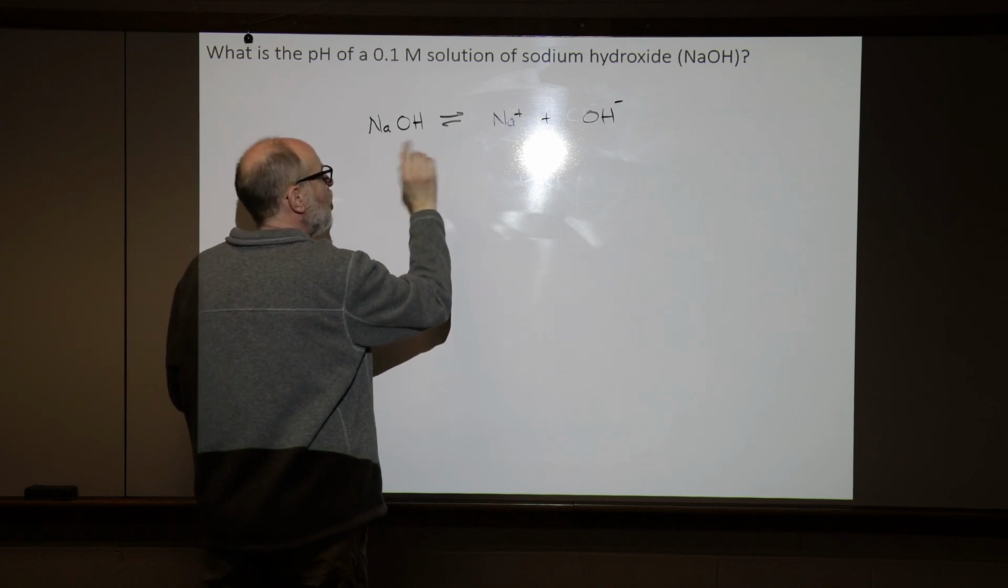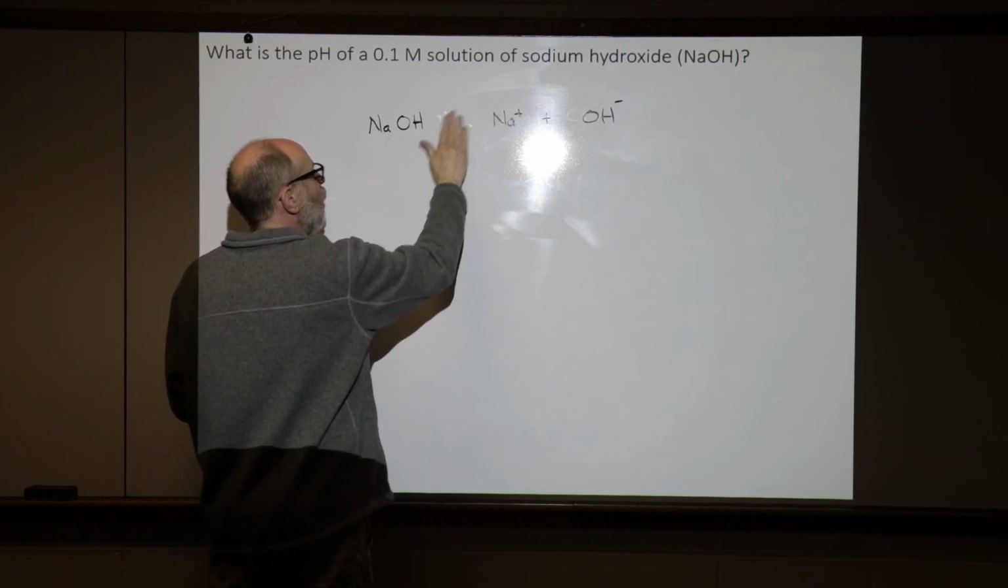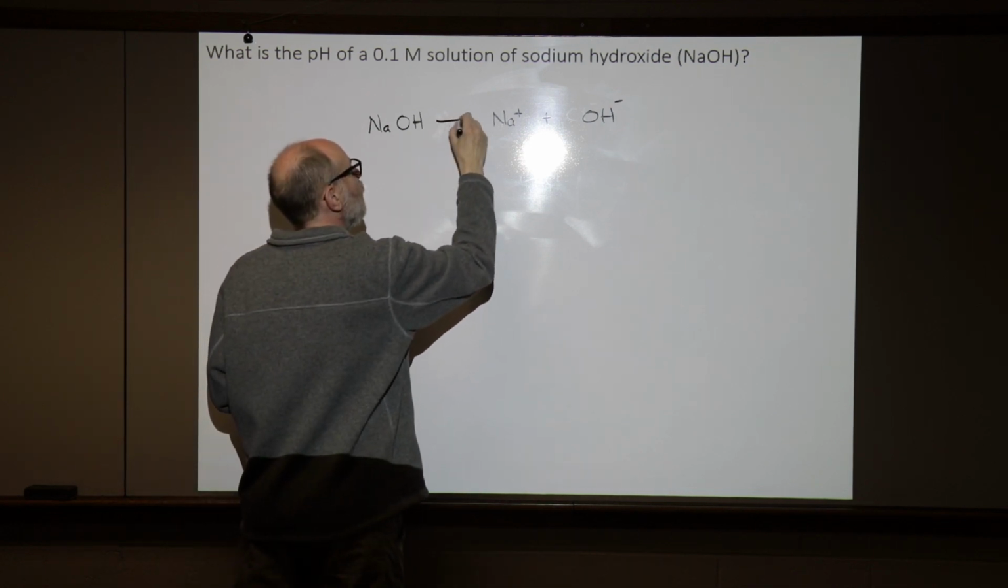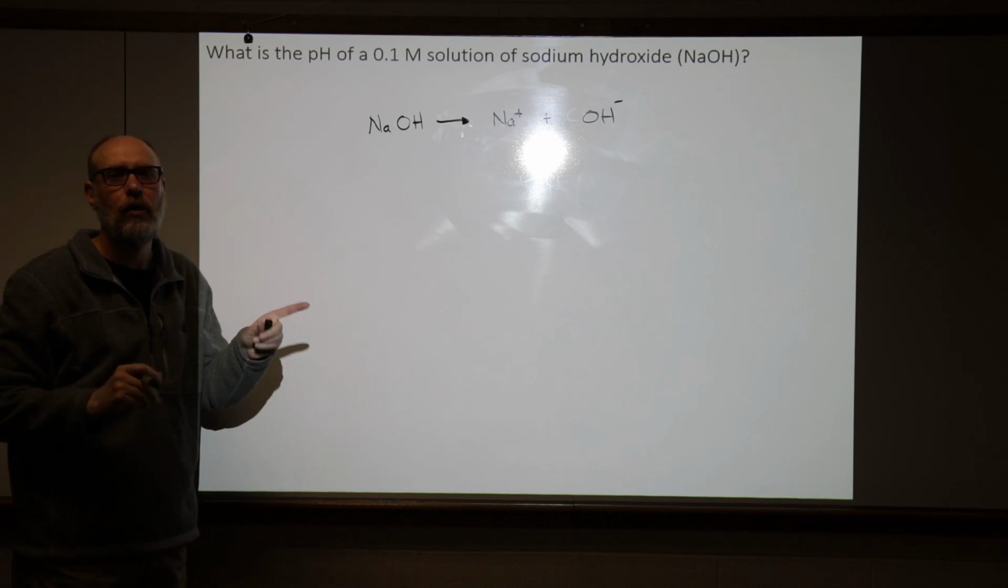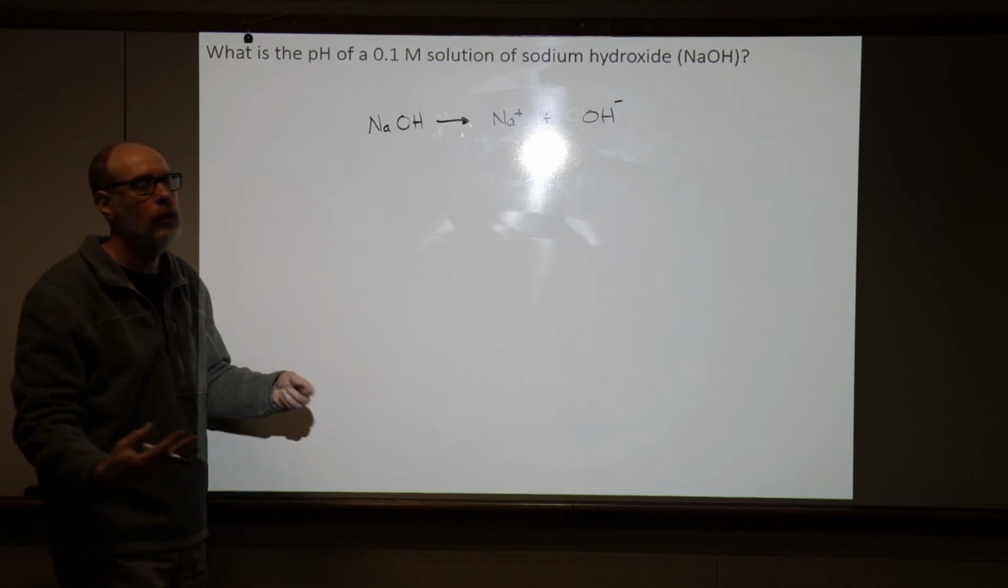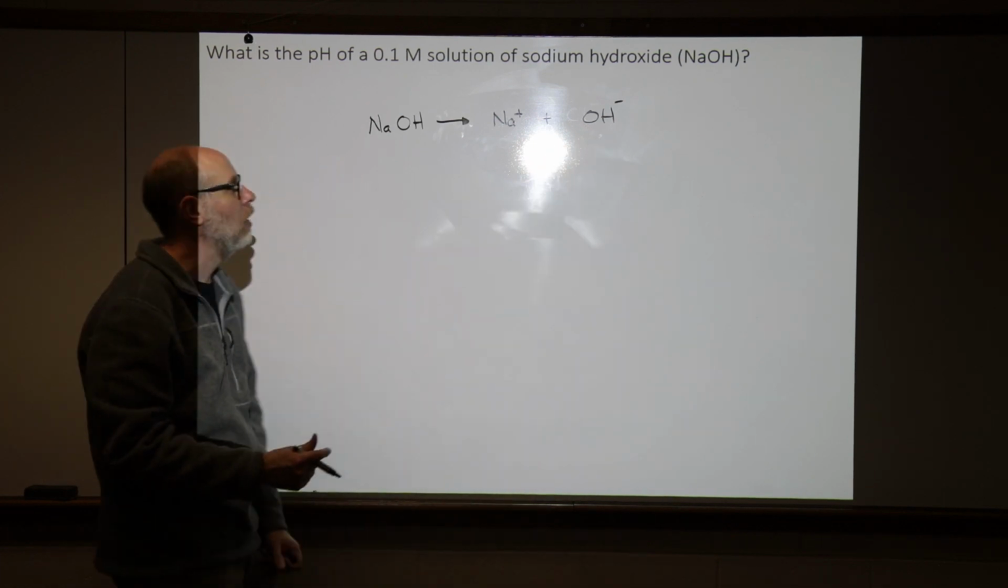And I made a mistake here, so don't make this mistake whenever you're doing this. This is not an equilibrium. It is a straight arrow, okay? Just one single arrow because it's stoichiometric. 1 mole of sodium hydroxide in solution gives us 1 mole of hydroxide.